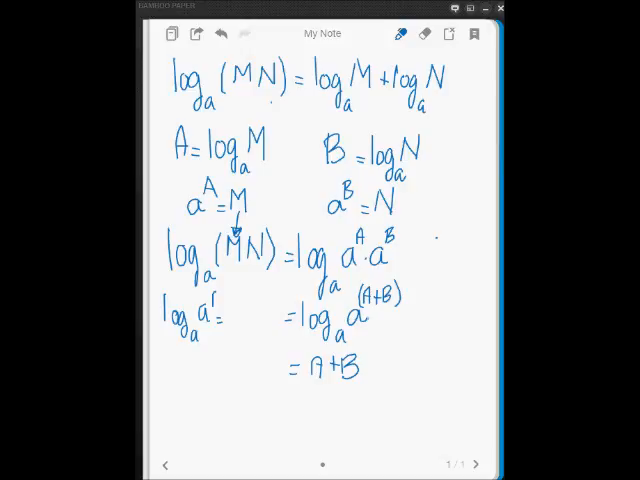And how much is A worth? Way up here, A is what? Log A of M. So A is log A of M, and B is log A of N. So I just proved that this works, because I started out on the left side, and I showed through manipulating all this mess that it comes out like this. So that's what the rule says.